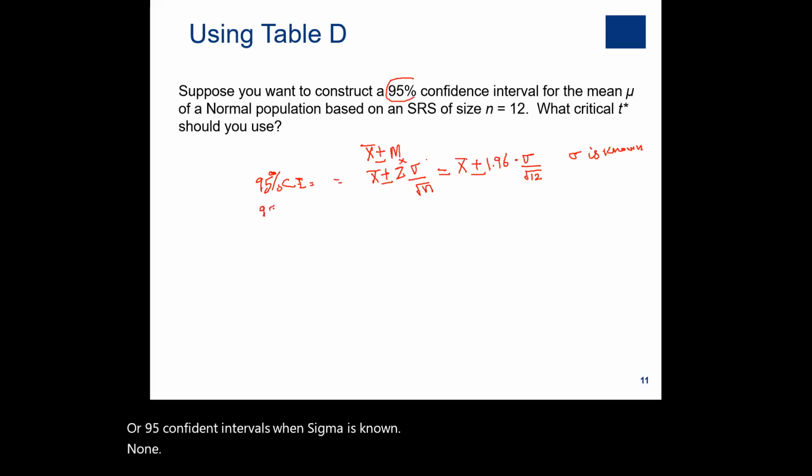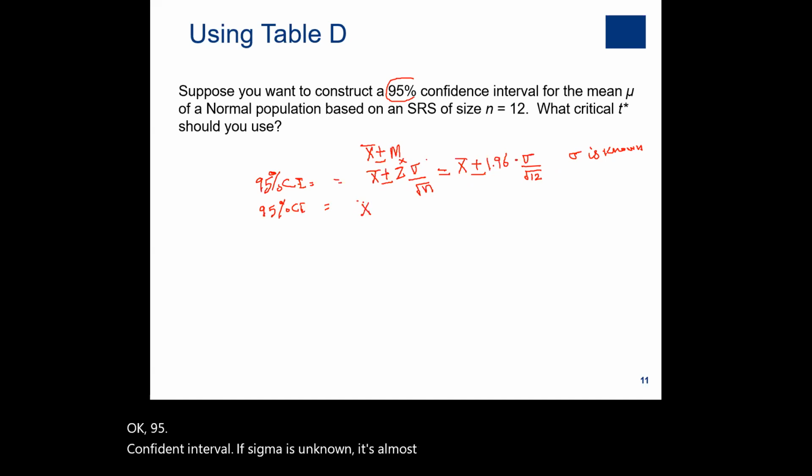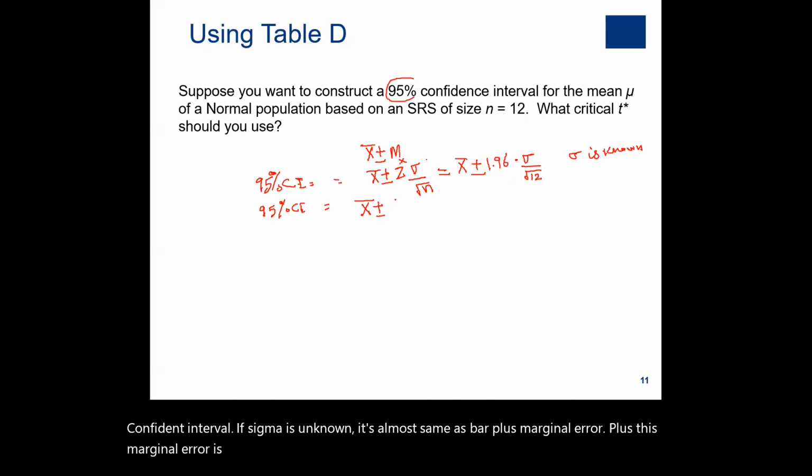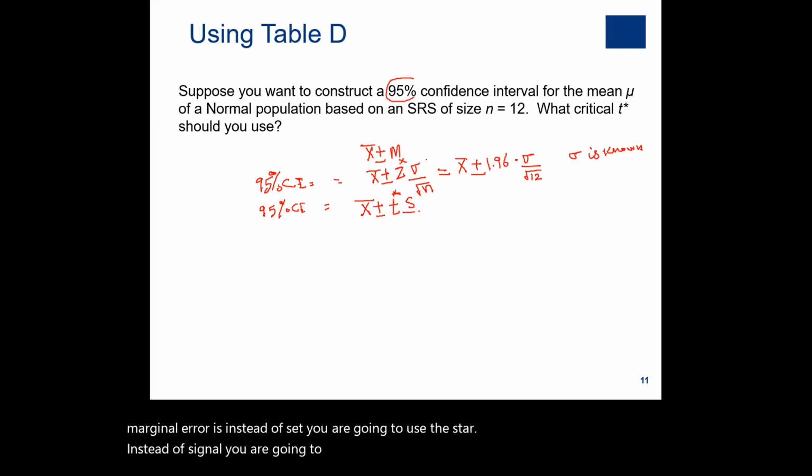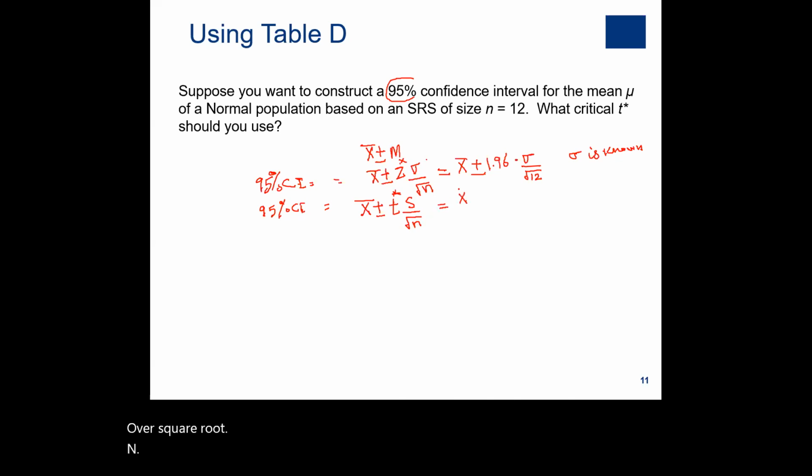Okay, 95% confidence interval. If sigma is unknown, it's almost the same: X bar plus or minus the margin of error, but instead of Z we are going to use t star, and instead of sigma we are going to use S over square root n. So X bar plus or minus, we need to find the t, of course when sigma is unknown.